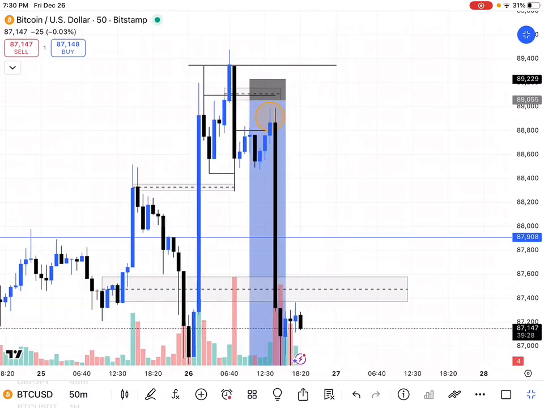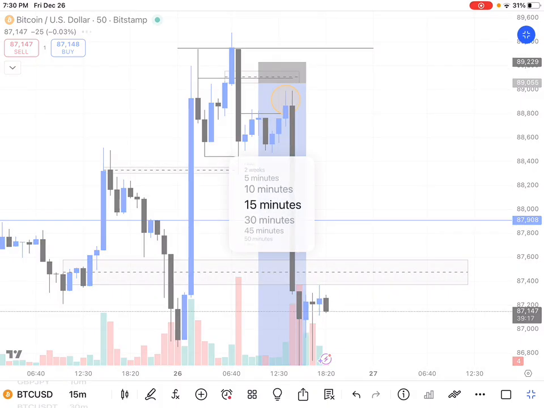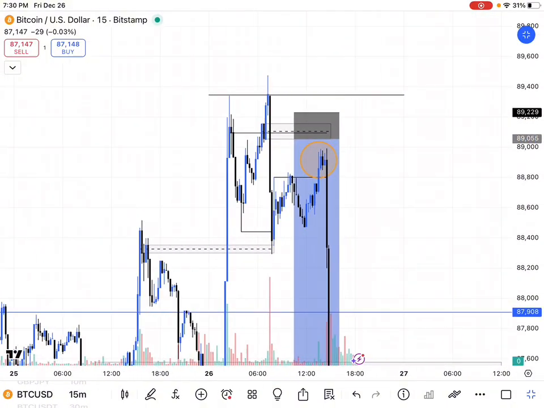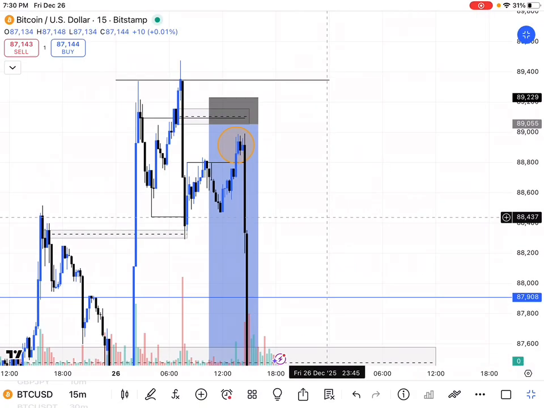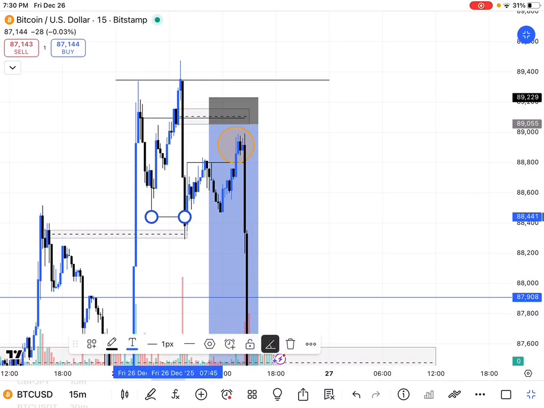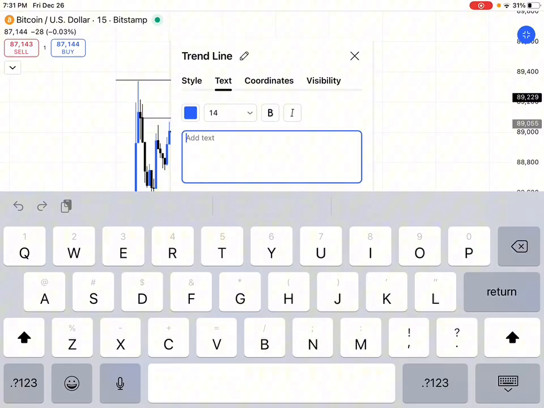Let me show you right here. Let me explain my entry, how I entered and why I wanted to enter from there. As you can see, this is a market structure shift. Now this is SMC. This is a market structure shift that I have here.